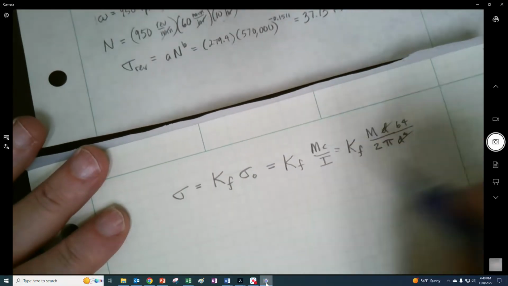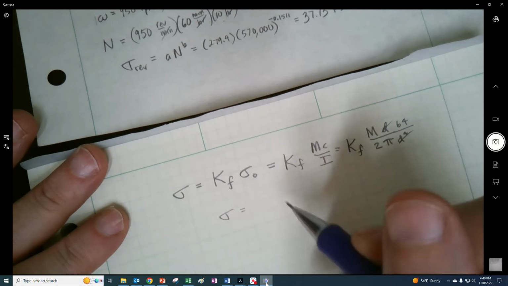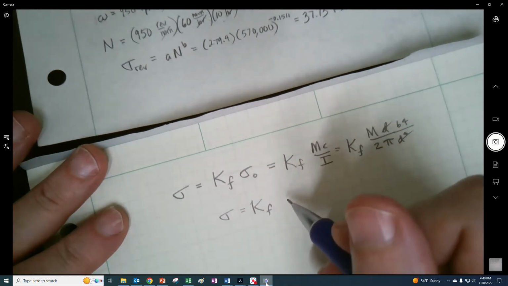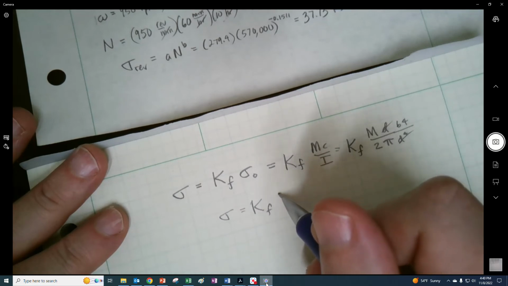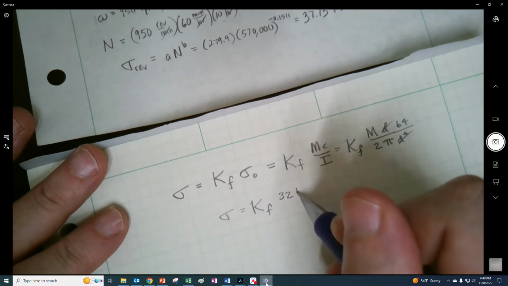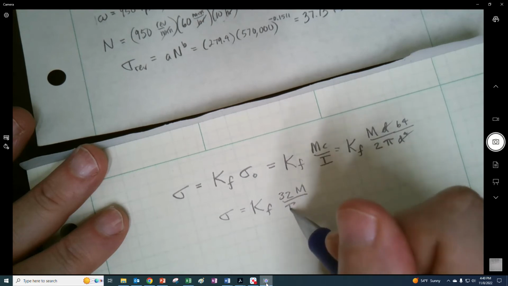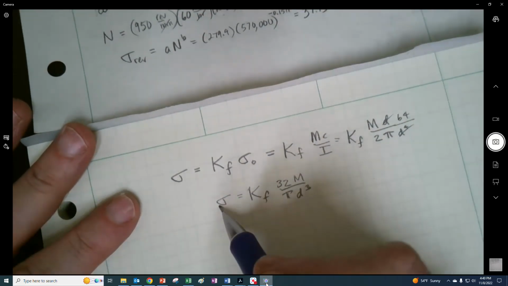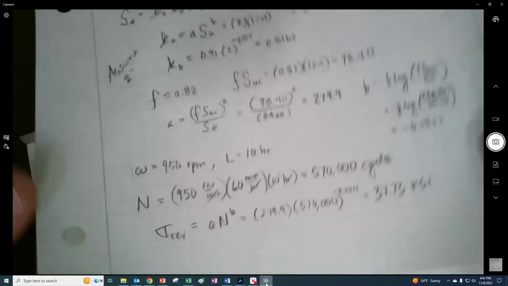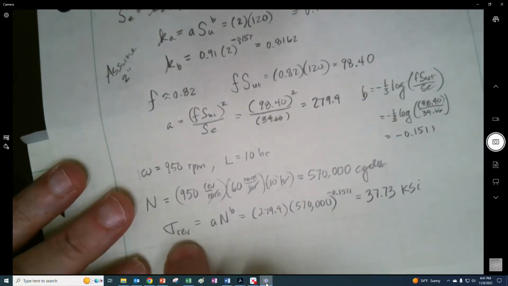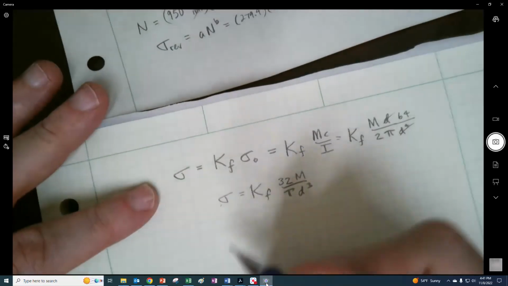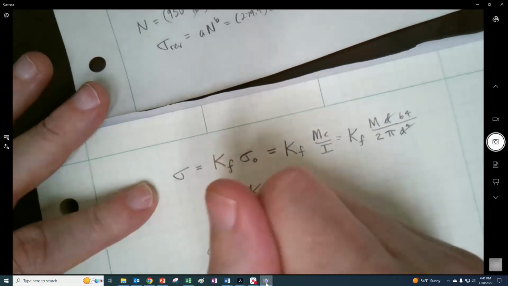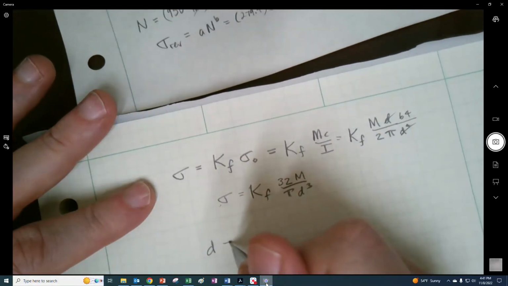He's going to turn this in here. So we're going to say that the stress that we would have gotten if we knew the diameter was going to be 32M over pi d cubed. But now we're going to set that stress equal to what it needs to be right here. So it needs to be that much reversible. So we're going to be able to write an equation and solve for diameter here.